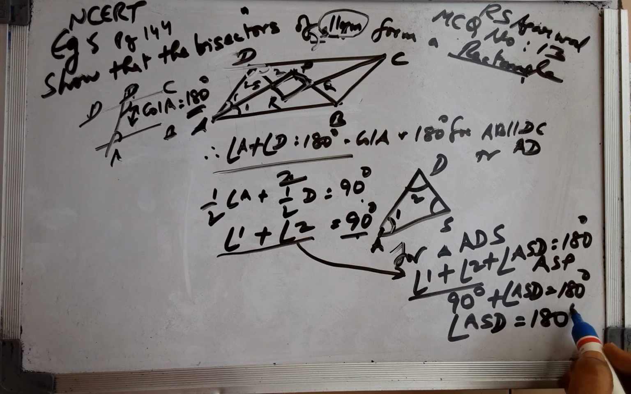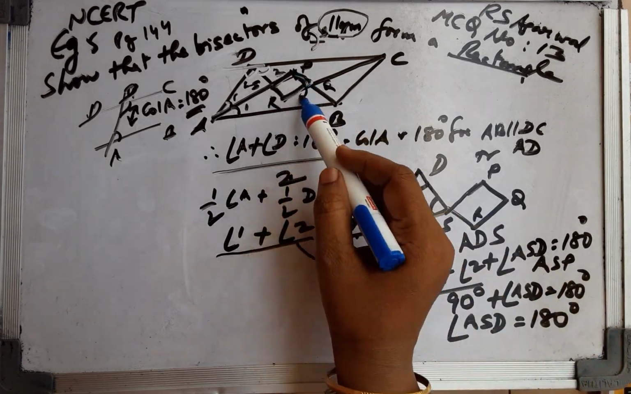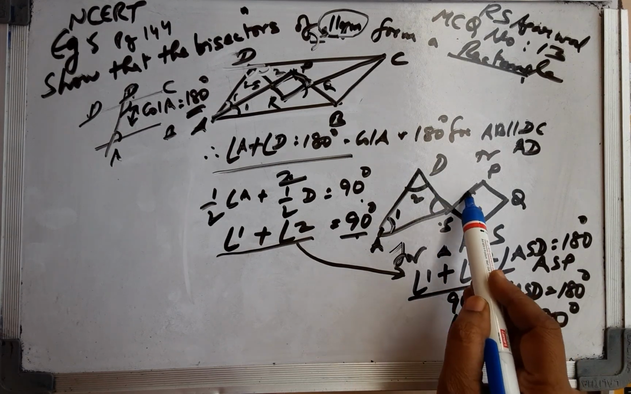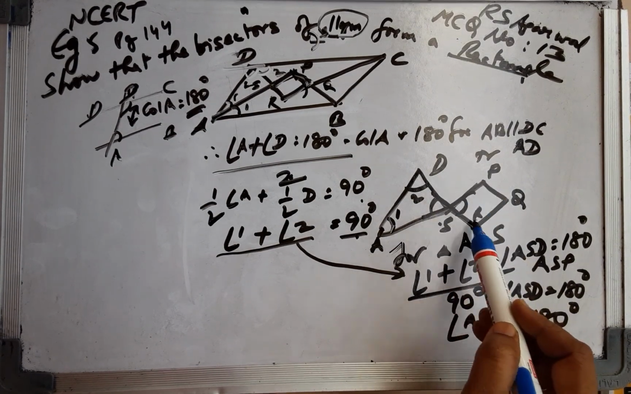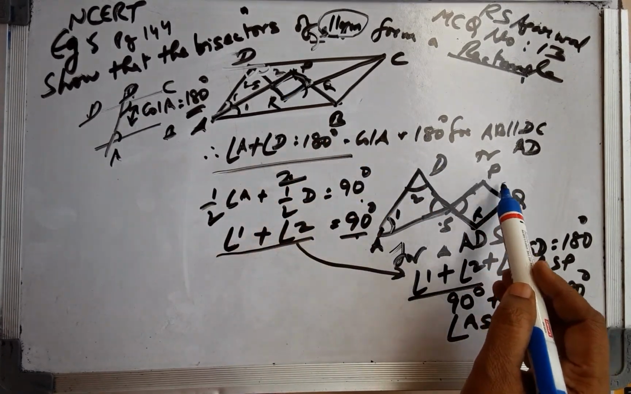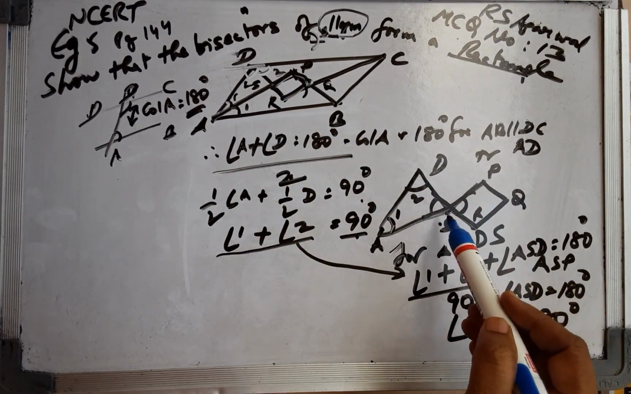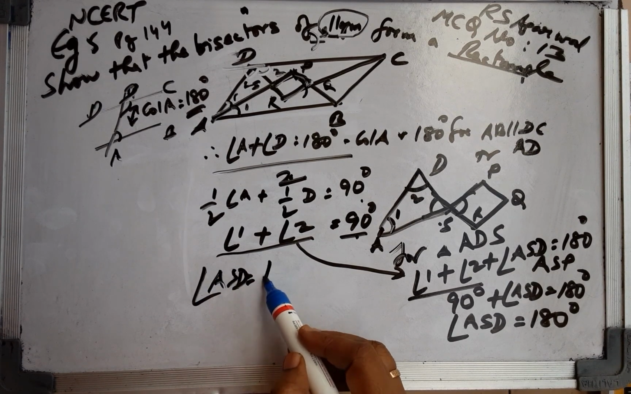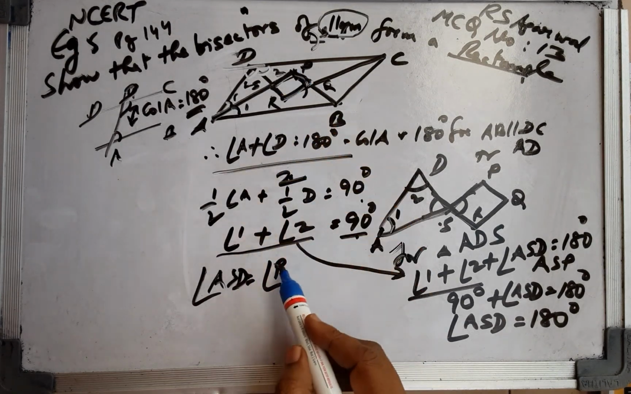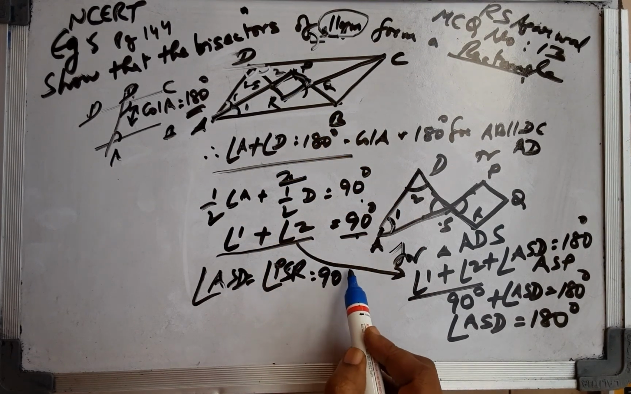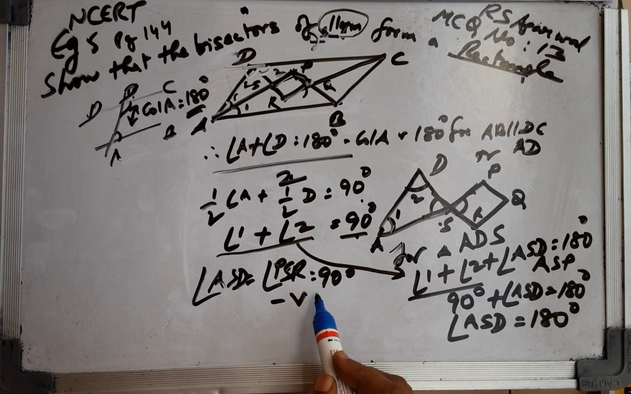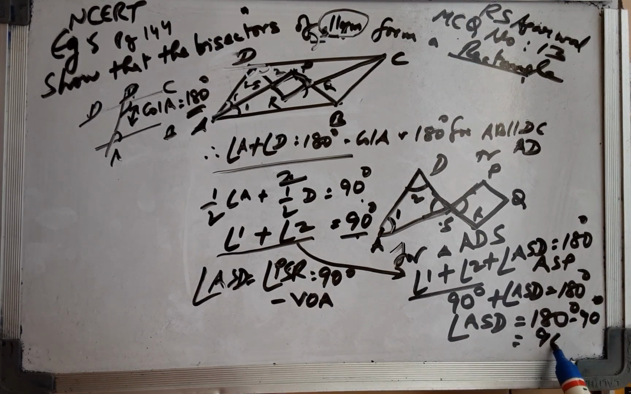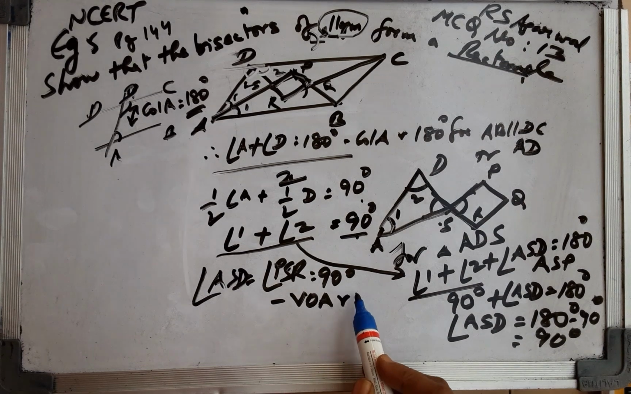By the extension of this part here, I wish to say that these two angles are vertically opposite. I have entered into this parallelogram PQRS. Now if angle ASD is equal to angle PSR, which is 90 degrees due to vertically opposite angles. Now this is 90. This is 90 degrees, they are equal.